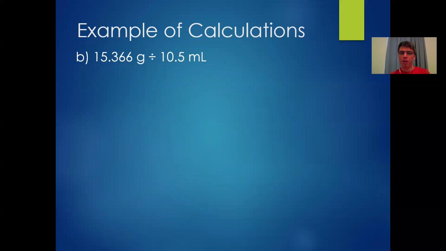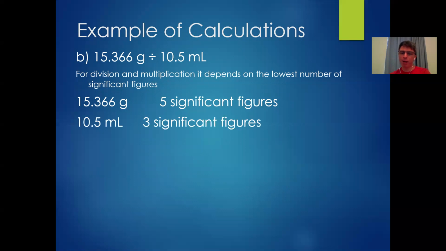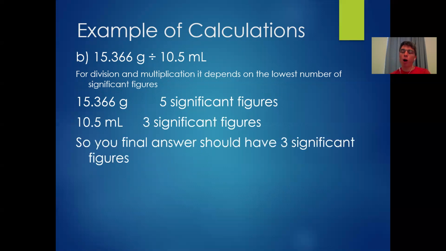Now, if we're doing division, 15.366 grams divided by 10.5 milliliters. For division and multiplication, we care about the lowest number of significant figures. So our first number has 5 significant figures, 1, 5, 3, 6, 6. Our second number, 1, 0, 5. That 0 is an interior or sandwich 0 between non-zero digits, so it also counts. So we have 3 sig figs there. We do the division, where our answer needs to have 3 significant figures. So we'll get 1.46. 1, 4, 6, those are our 3 significant figures.